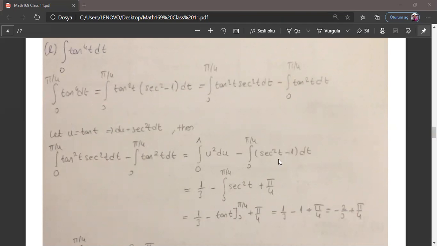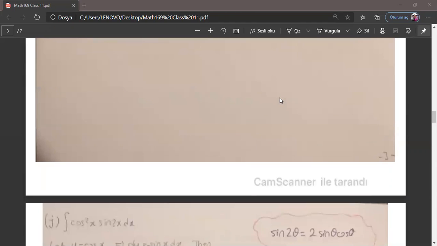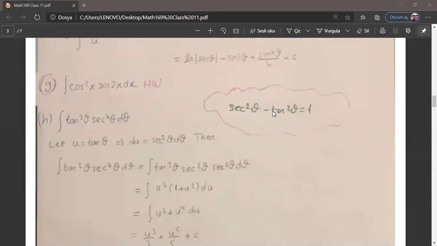And for that, we rewrite it in this form. Secant squared minus 1. Okay. We cannot substitute u squared there because dt is then du over secant squared, so it wouldn't work, okay? That's why we rewrite it in this form. How do we write it? Using exactly this identity, okay?